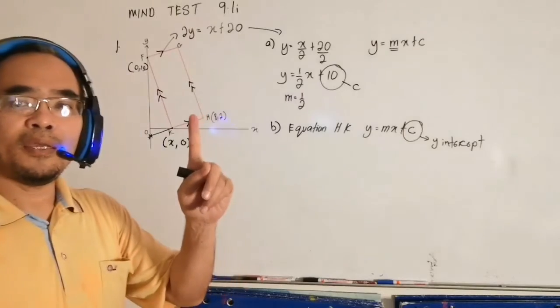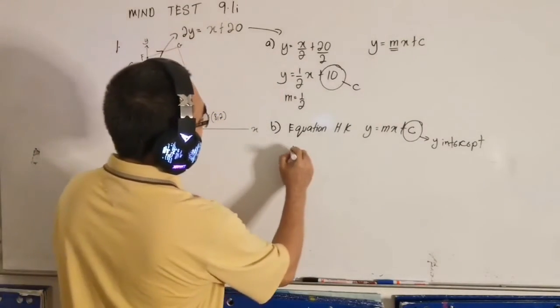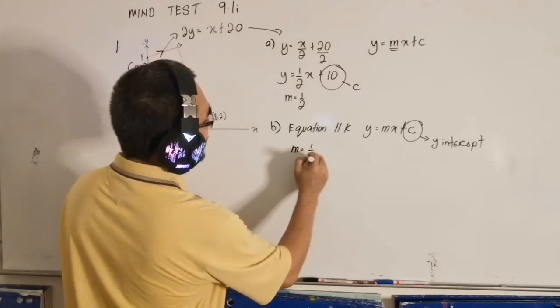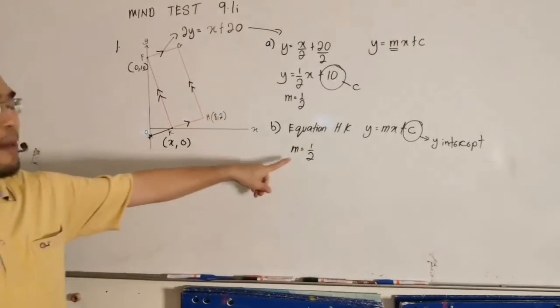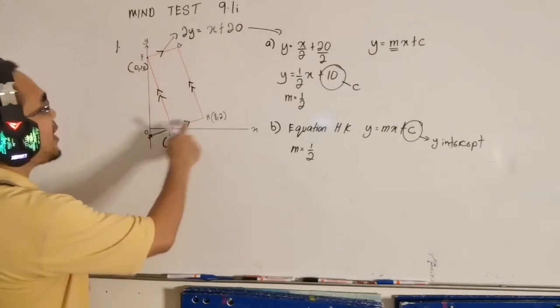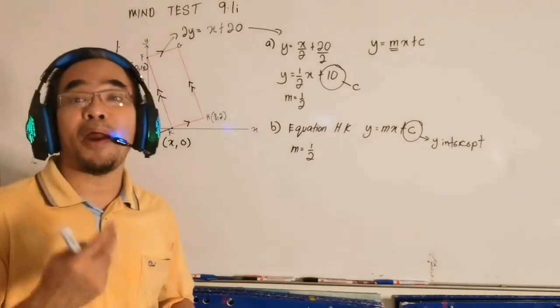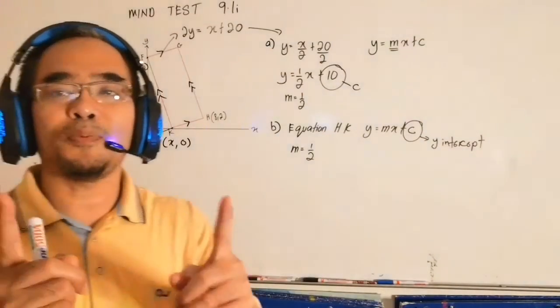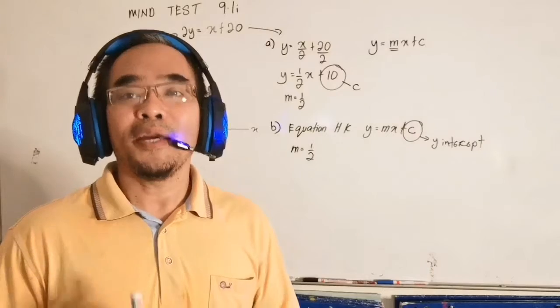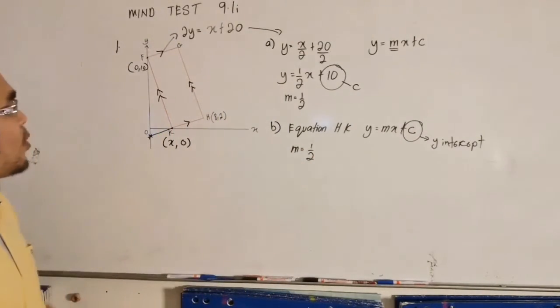First, we have to find the gradient. For HK, m is 1 over 2. How do I know that m is 1 over 2? Because the gradient of FG is 1 over 2, and HK also has gradient 1 over 2 because they are parallel. If two lines are parallel, they have the same gradient. So the gradient for HK is also 1 over 2.